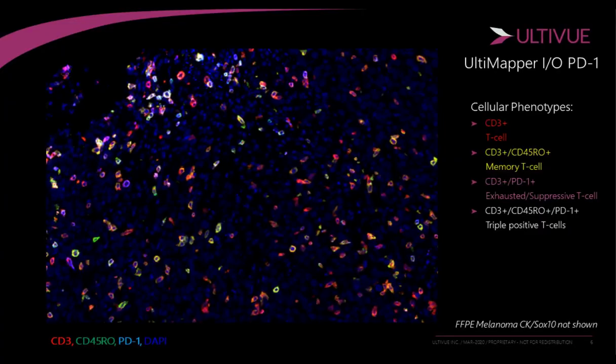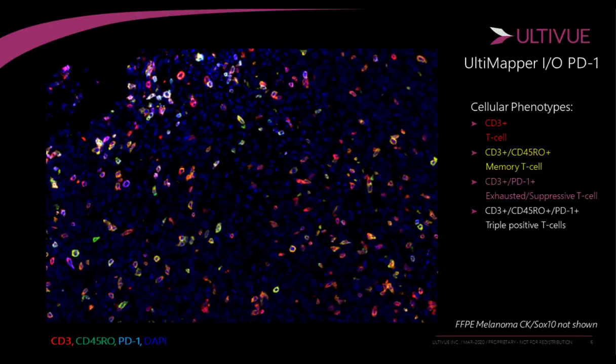To highlight some of the technology advantages that Ultivue presents, we're showing a melanoma stained with our PD-1 kit, which has CD3 in red, CD45RO in green, and PD-1 in that light blue cyan color. We've dropped off the tumor marker in this case just to allow a little more clarity. On this slide, I'm hoping you can visualize the co-localizations of some of these markers, as well as the indications of dynamic range from a qualitative sense.